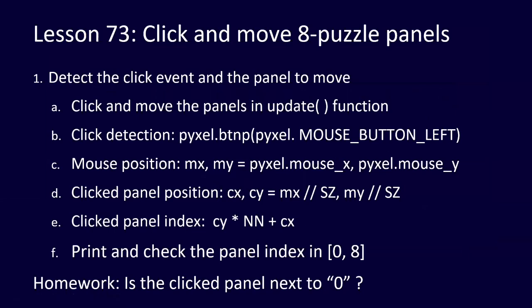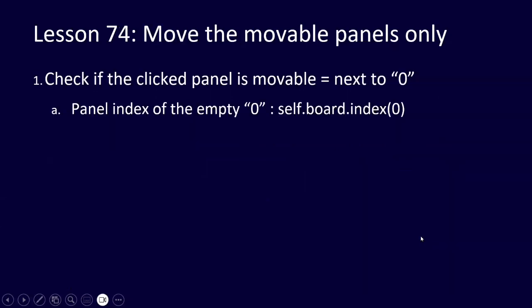So last time we successfully caught the click event and printed the number of the panel which was clicked. So the next thing is to move the panels according to the clicks. So today's work: check if the clicked panel is movable. That's important, next to 0. The point is to compare the index of the empty panel and the index of the clicked panel.